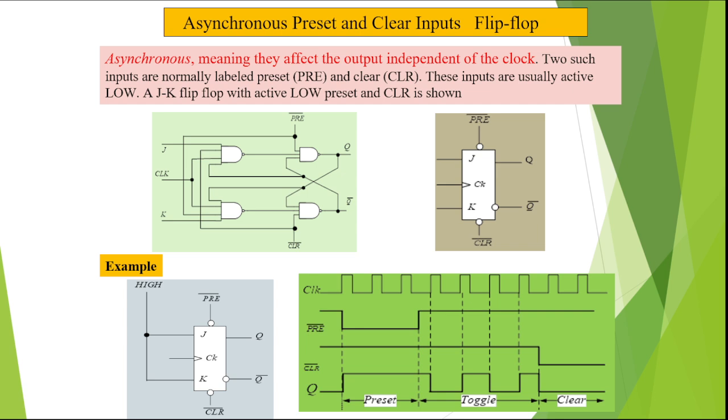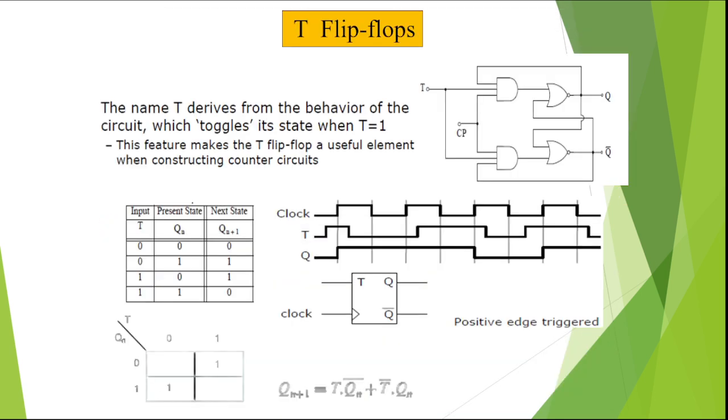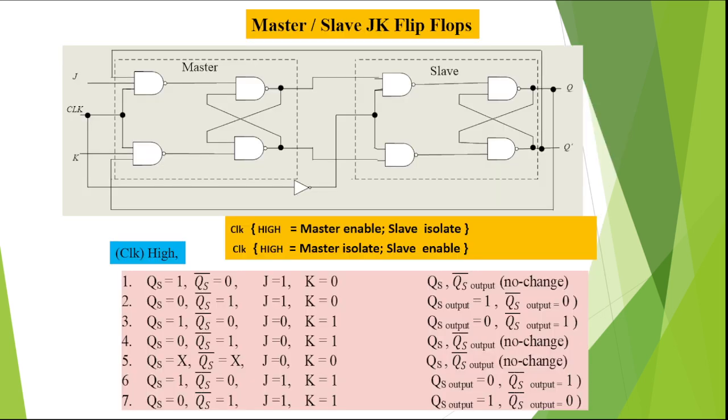Without this, the task won't work because this flip-flop is affected by synchronous as well as asynchronous inputs. Asynchronous means what? Independent of the clock. Synchronous means it is affected along with the clock. That is the meaning of flip-flops. The T flip-flop is for toggling. The T flip-flop is useful for constructing counter circuits. It is a positive edge triggered flip-flop.